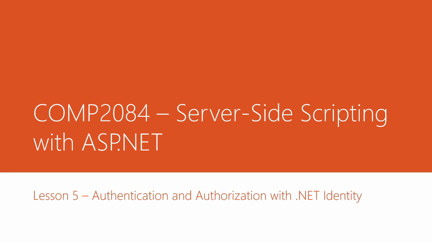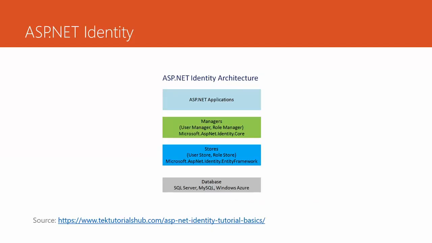So in today's lesson, what we're going to do is talk about the ASP.NET identity, and we're going to use it for authorization and authentication. So let's just quickly have a look at the various levels in the .NET identity architecture. So far we've done the top level and the bottom level. And in today's lesson, we're going to focus on the middle two, the green section and the blue section.